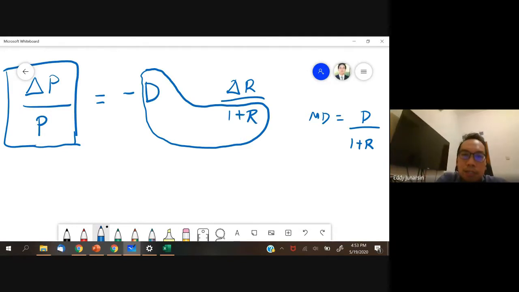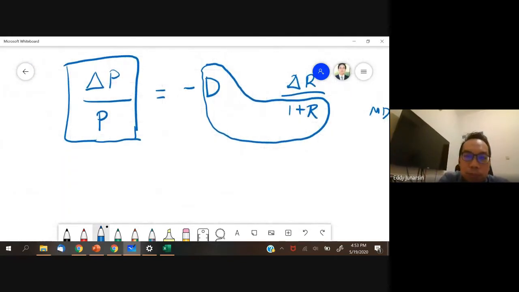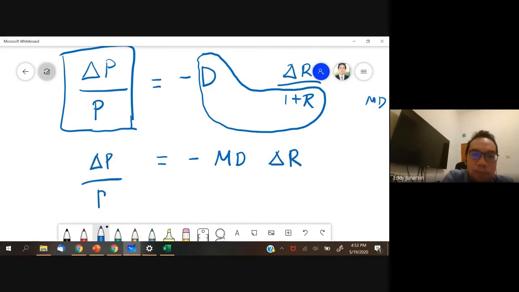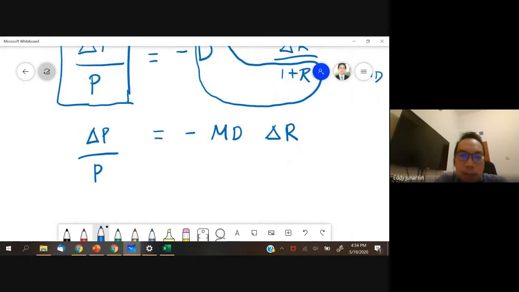So this is just a terminology that will help us a lot in subsequent discussion, right? So I could write it this way now: minus modified duration multiplied by the change in interest rate. Agree, right? Duration divided by 1 plus original interest rate is modified duration. And if I move the P here, I could move the P here, right?